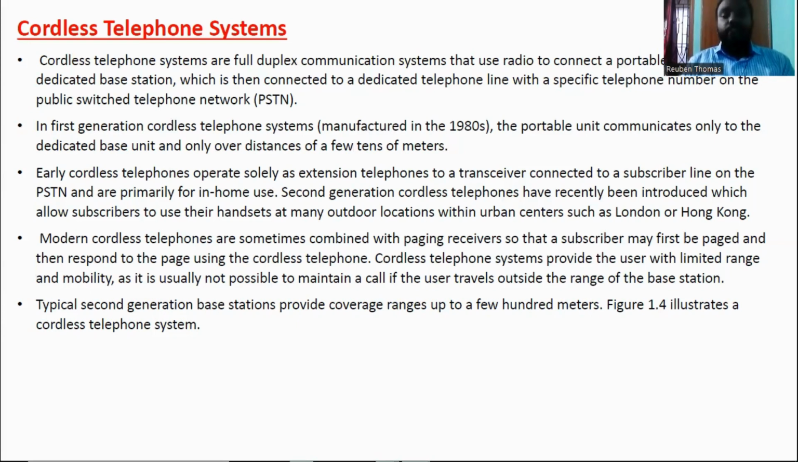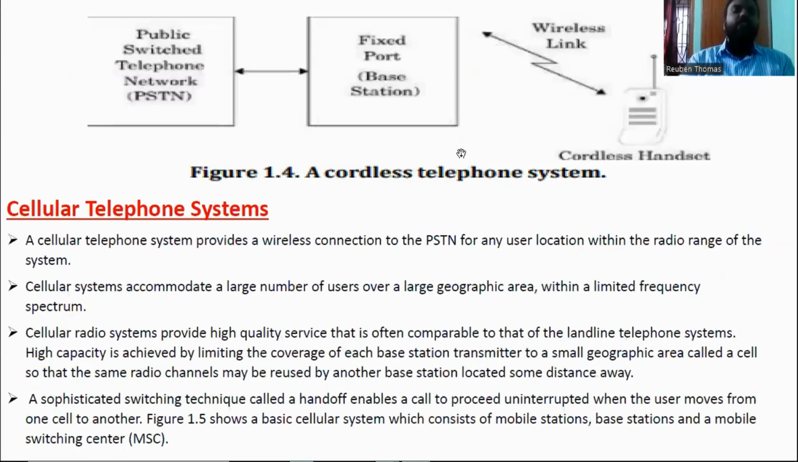And cordless telephone system providers give users limited range and mobility, as it's usually not possible to maintain a call if the user travels outside the range of a base station. Typically, the base station provides coverage ranges of up to a few meters, which will be illustrated in the upcoming diagram. This is the diagram which represents the cordless telephone system, where the public switched telephone network connects towards the base station and then towards the link which has been connected to the cordless handset.